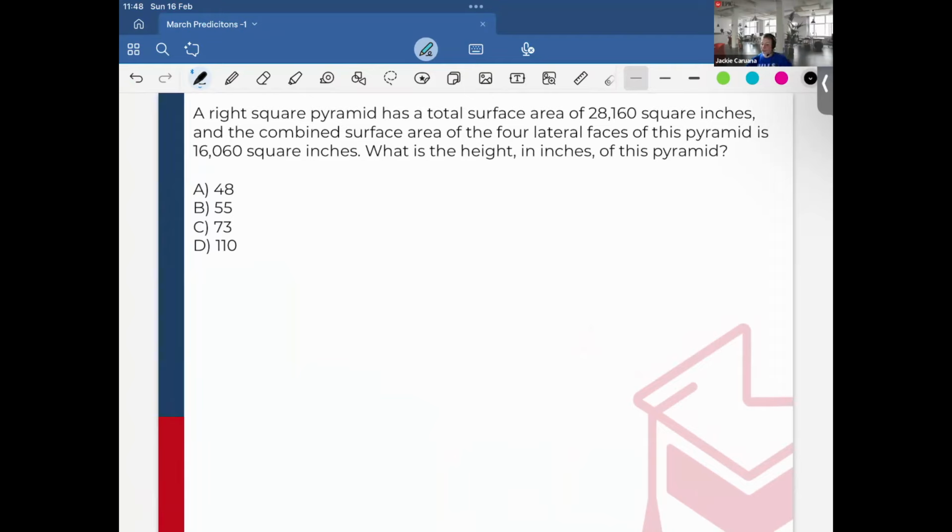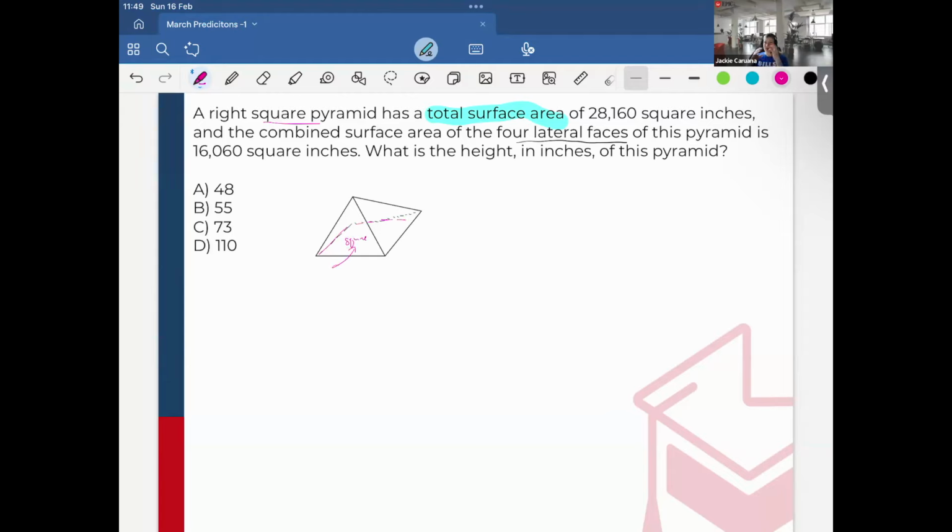It says a right square pyramid has a total surface area of 28,160 square inches, and the combined surface area of the four lateral faces of this pyramid is 16,060 square inches. What is the height in inches of this pyramid? To give a visual, a right square pyramid looks something like this. Its base is a square.